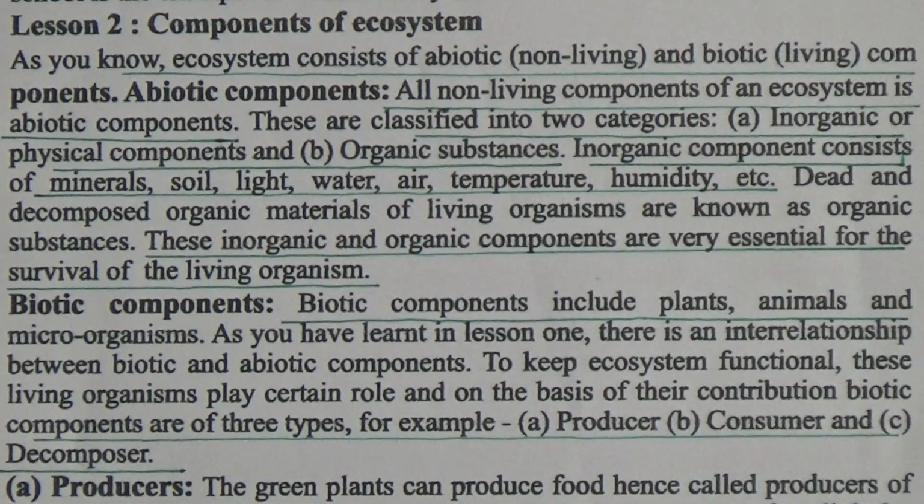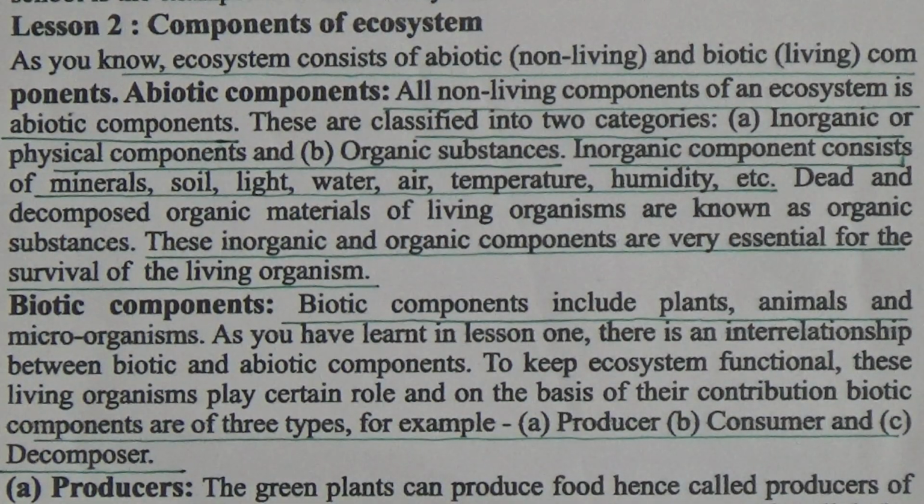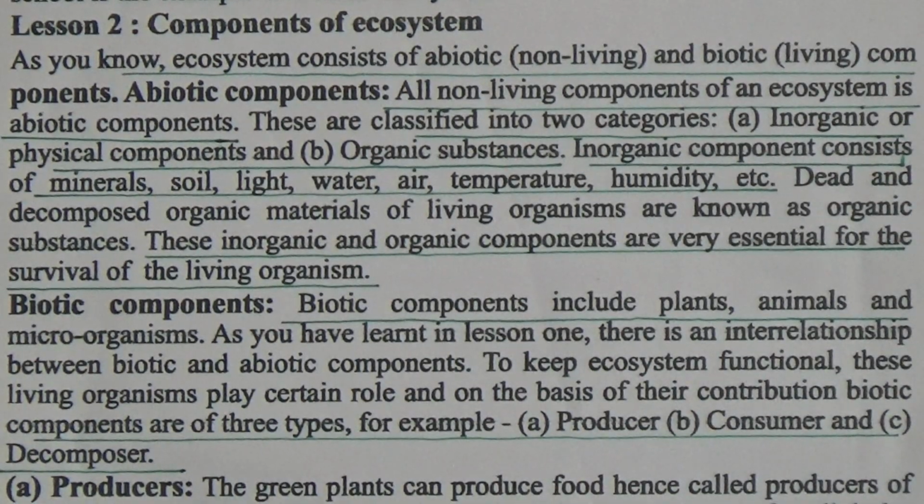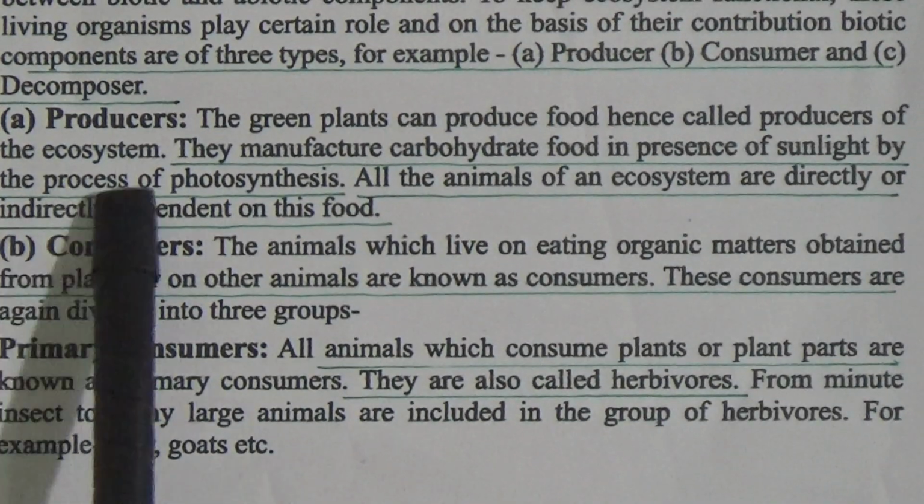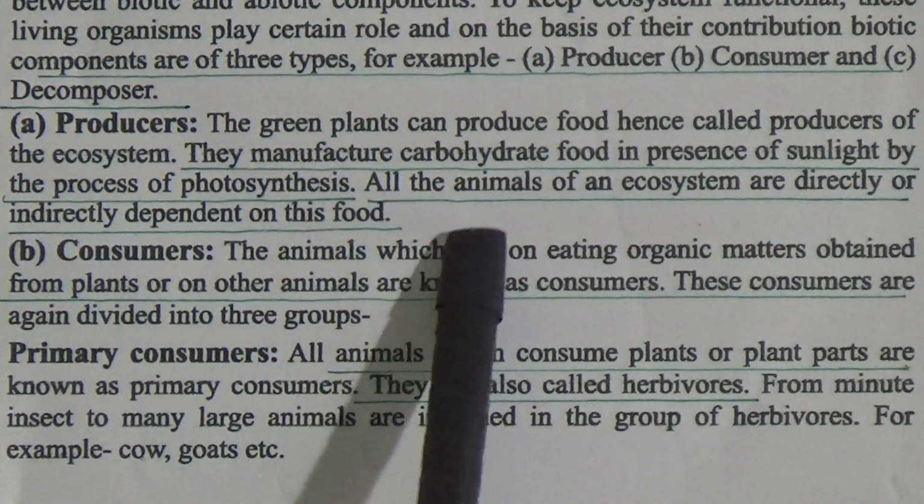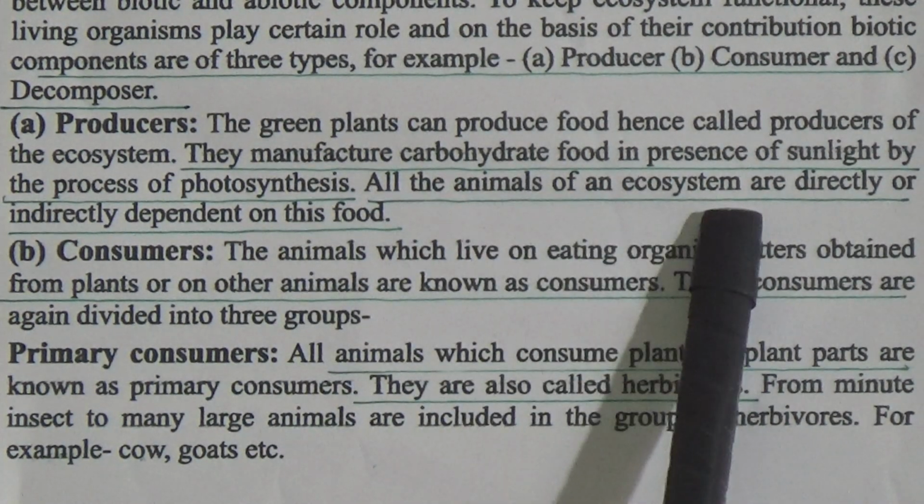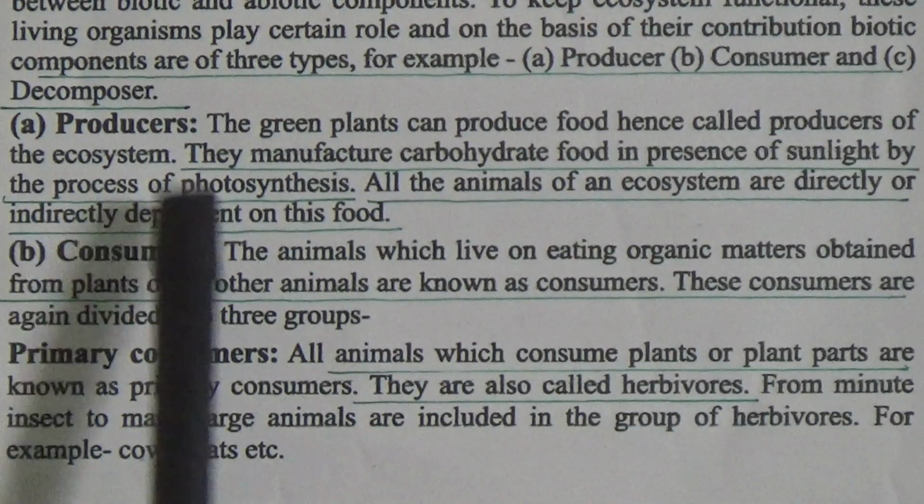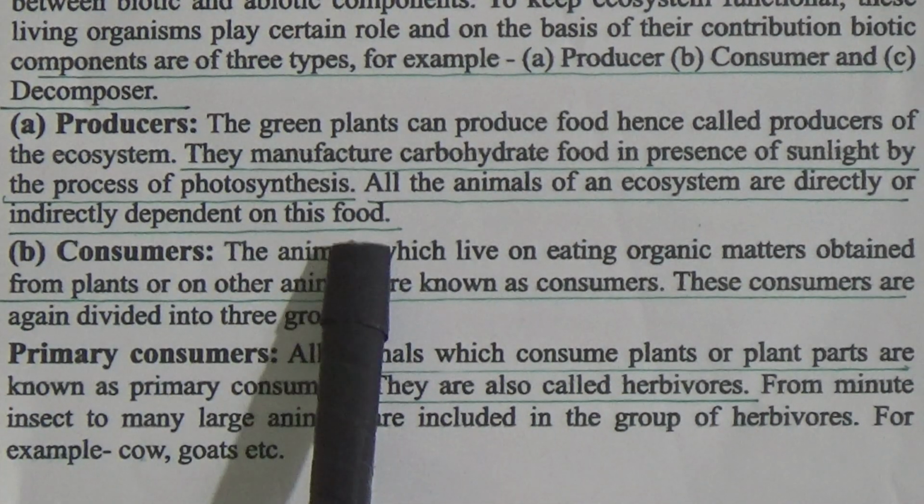Producer. The green plants can produce food, hence called producers of the ecosystem. They manufacture carbohydrate food in the presence of sunlight by the process of photosynthesis. All the animals of an ecosystem directly or indirectly depend on this food.